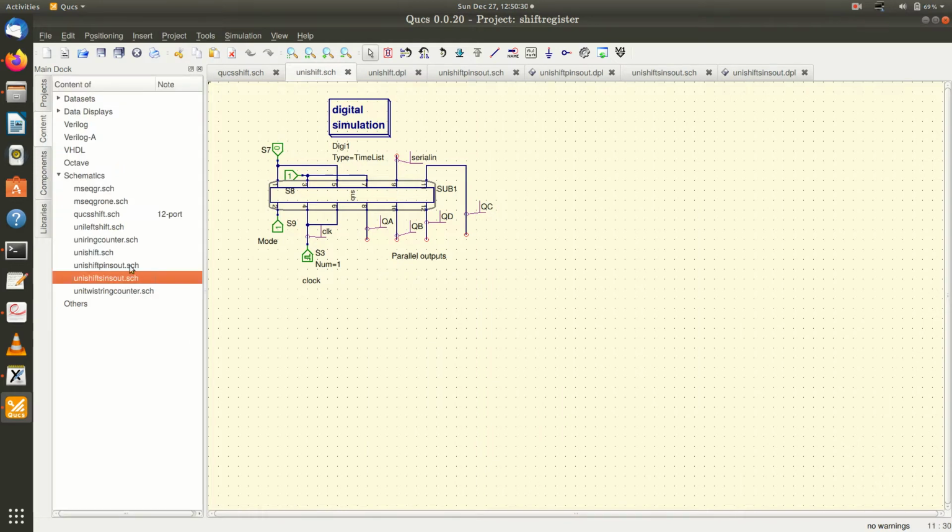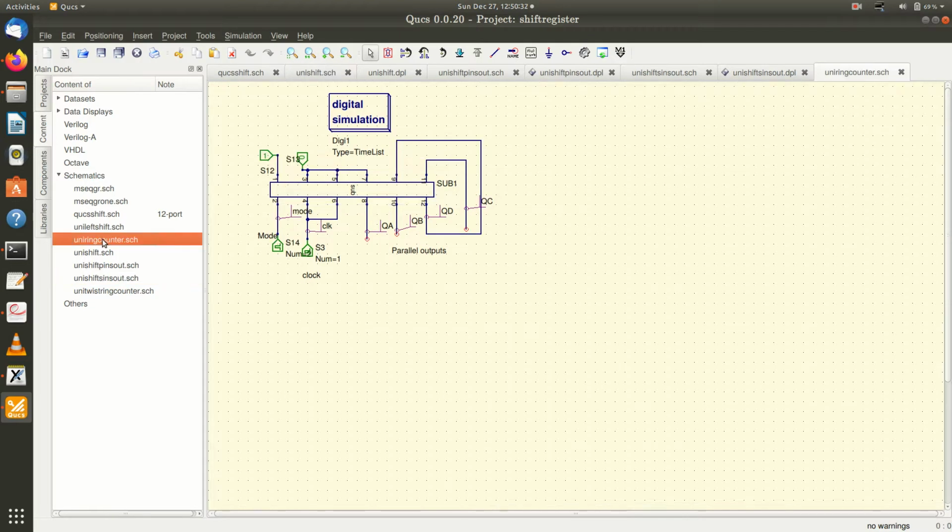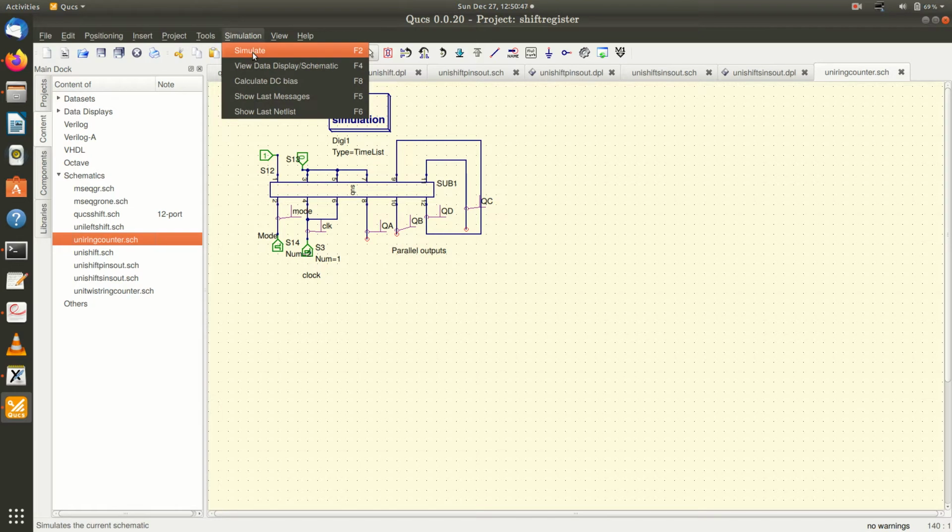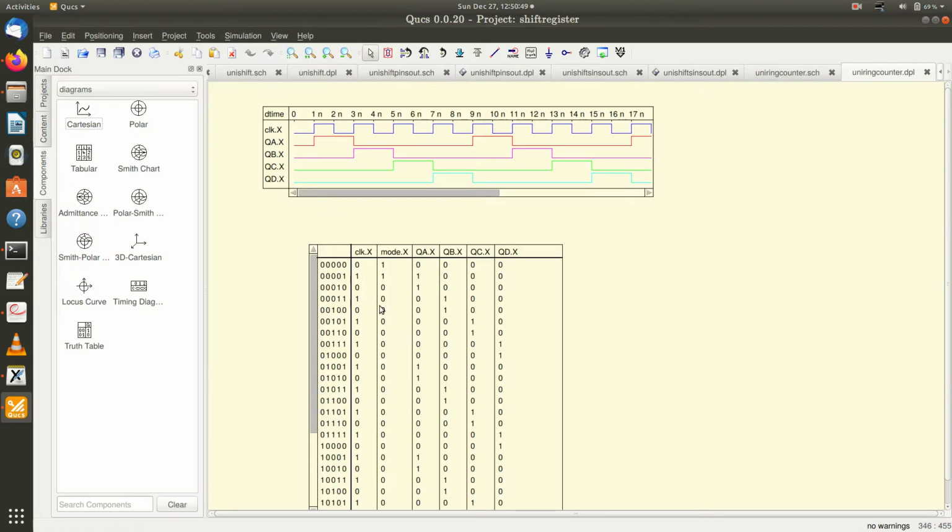You can use it as a ring counter. Here you can see that the QD output is fed back to the serial input. This is my serial input. This QD output is fed back to my input. You can see the ring counter operation.